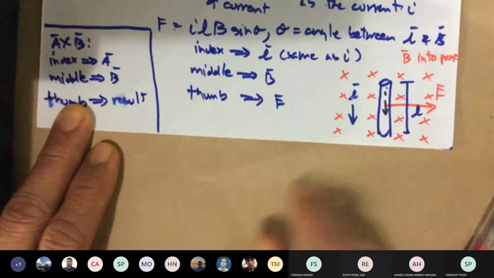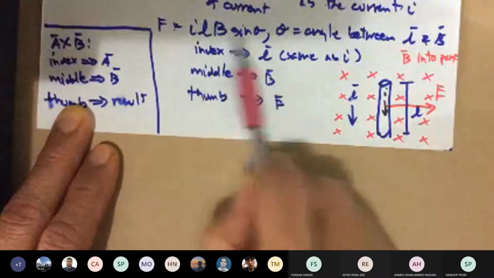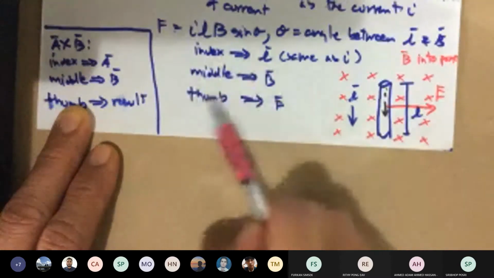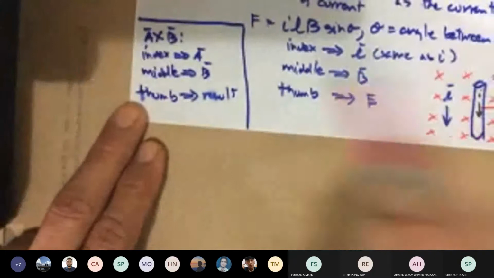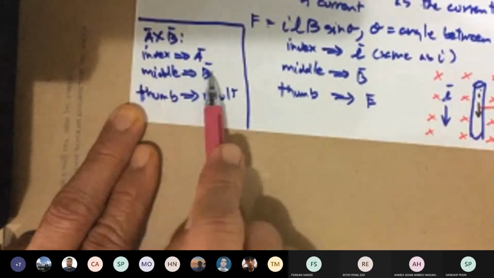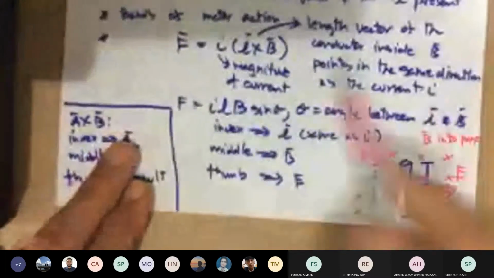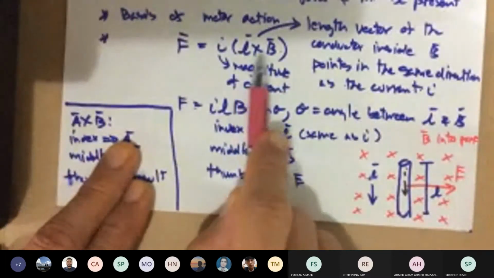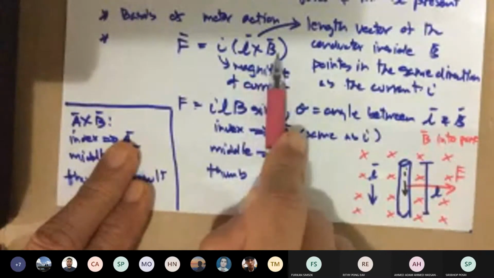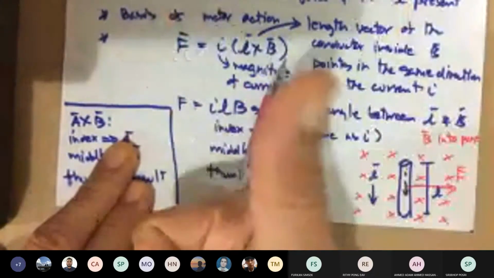Okay. This is the same as the cross product of two vectors. Remember, the cross product of two vectors will give you a vector quantity. So I'm showing you in the box here, A cross B: index is vector A, middle finger is vector B, the result is your thumb. Same thing, because you're having L cross B. First crossing with the second. So first is index, second vector is middle. This is the result.